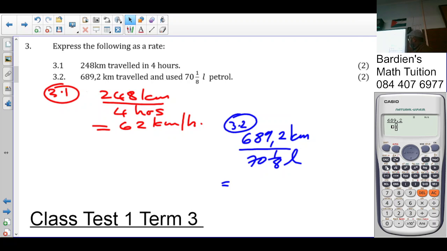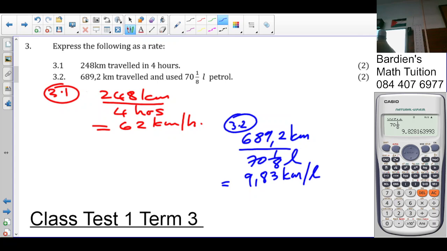Right, so that's going to give you 70 and 1 over 8. Not so? 9,83. 9,83 kilometers per liter. That means you say 1 liter you can cover 9.83 kilometers. You understand? Here it says 1 hour, or you can cover 62 kilometers in 1 hour basically. That's basically what that means. Okay.